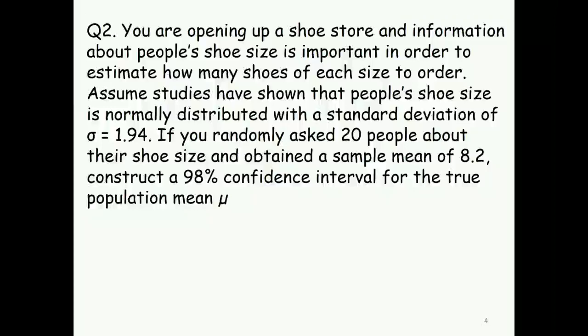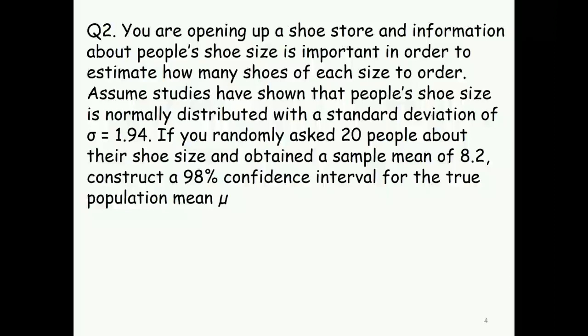Let's go to discussion. You are opening up a shoe store, and information about people's shoe size is important in order to estimate how many shoes of each size to order. Assume studies have shown that people's shoe size is normally distributed with a standard deviation of 194. Here, is the population standard deviation given or not? It's given. Do we apply T or Z? Z.